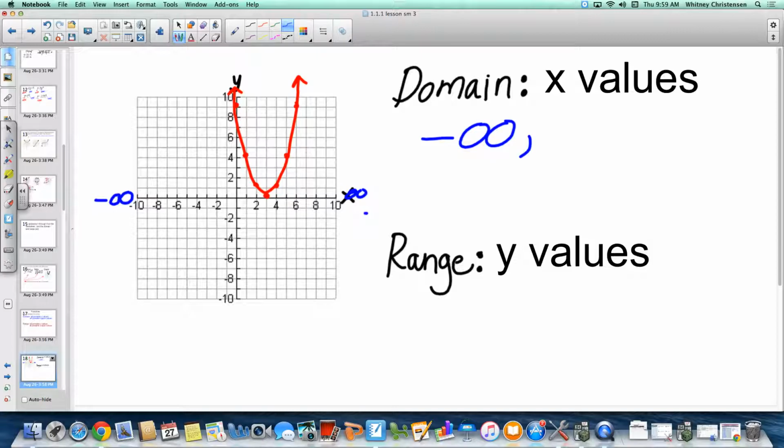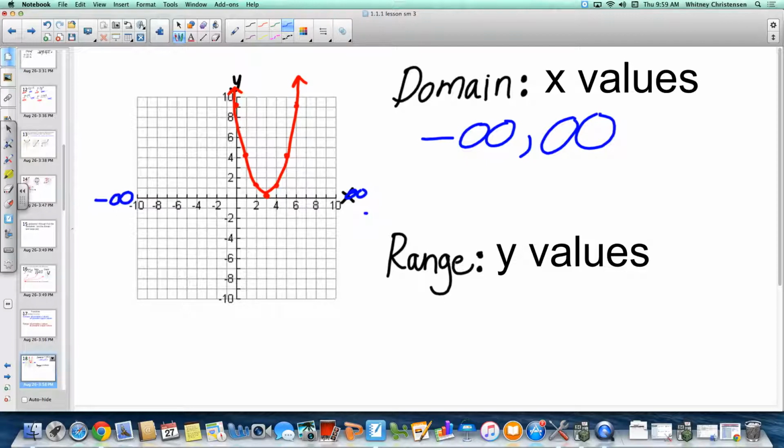Now let's talk about the other side. Where is it growing right? It doesn't matter that it's growing up. I'm talking domain. That's left and right. Where is it growing that way? It's growing to positive infinity. Okay, awesome. Now this is in bracket notation.